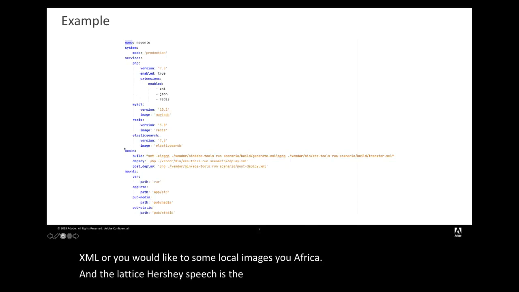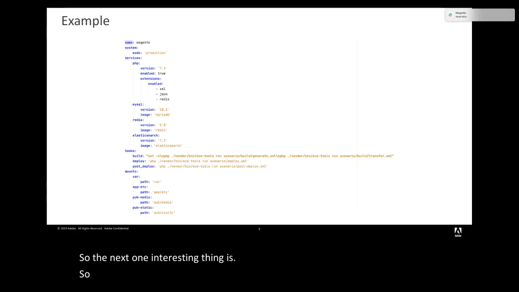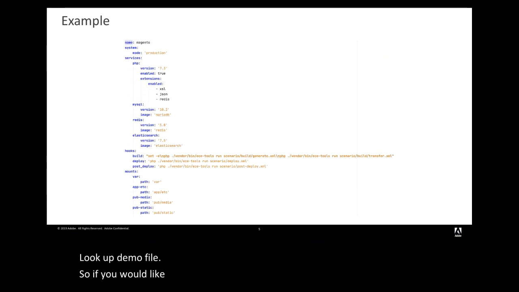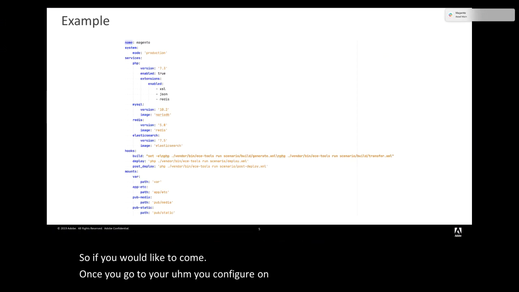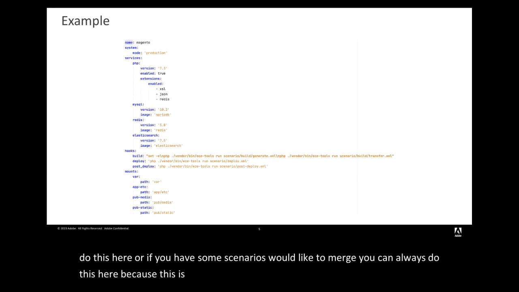The next interesting thing is hooks. We support hooks in pretty much the same way as we support them with the magento.app.yaml file. So if you would like to configure your hooks in a different way, you can do this here. Or if you have some scenarios you would like to merge, you can always do this here, because this is the main place to configure the hooks.